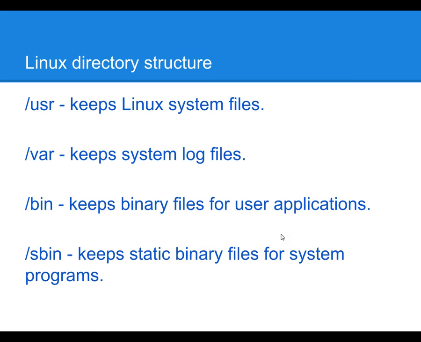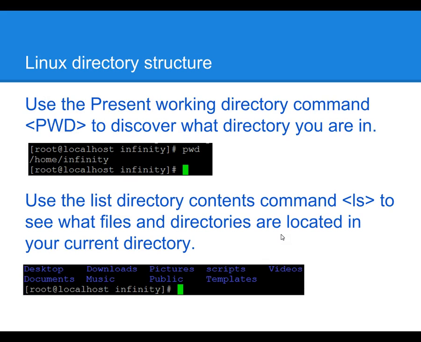And this just repeats everything that I've just said. Okay, so now if you want to find what directory that you're currently in, you want to try pwd, present working directory, and you can see right now that I'm in the home infinity directory, which is my user ID at this time. And if you want to figure out what's in that directory, you can try typing the ls command.